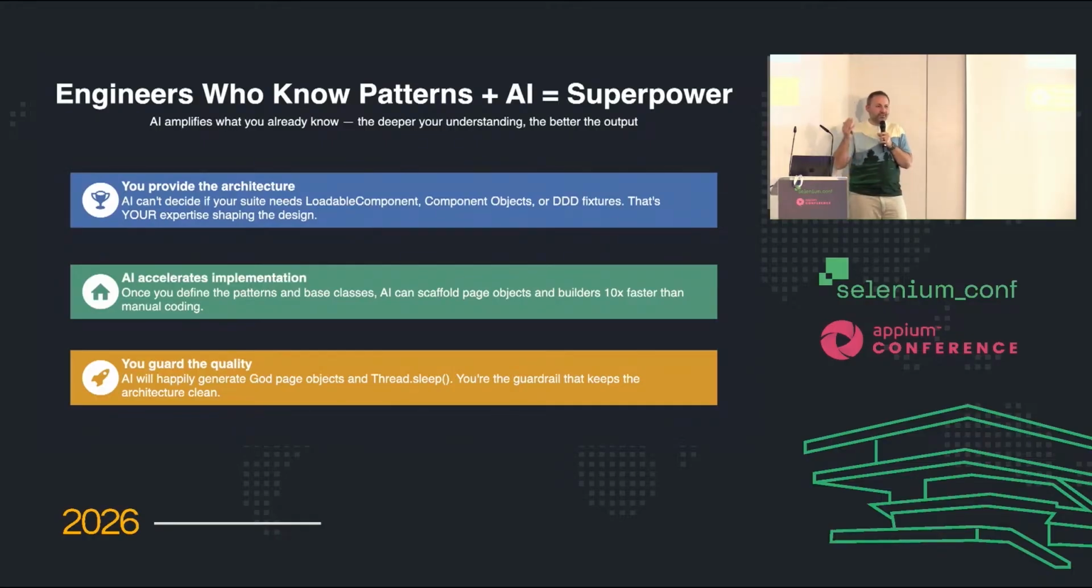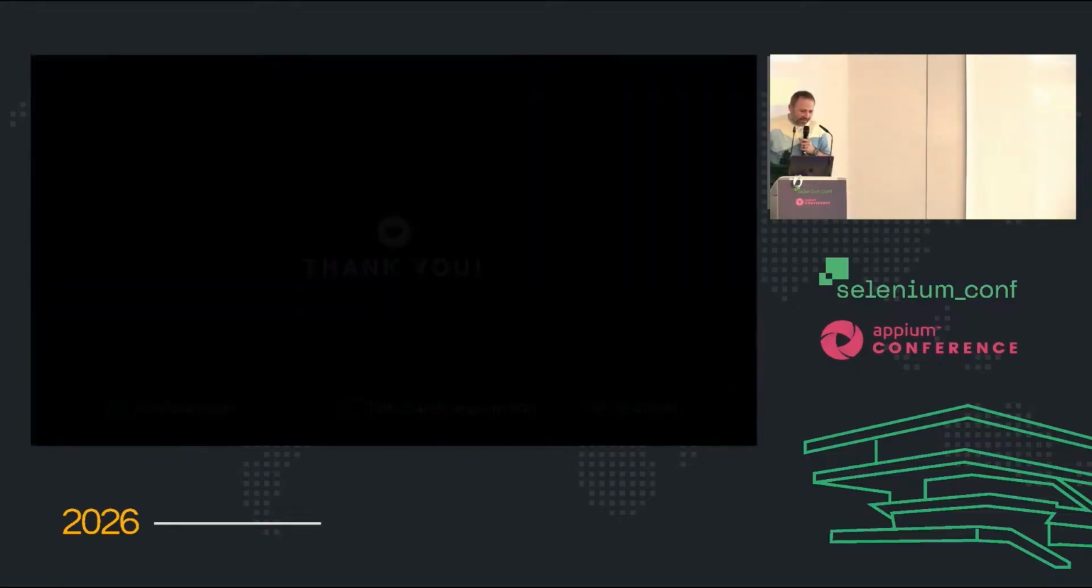AI will happily generate the test with the sleeps, with the hard-coded values, because for the AI, the main job is to make it done. And you need to guard it to make sure that it never uses sleeps and uses loadable components. So if you guide them well, you will get well-designed frameworks.